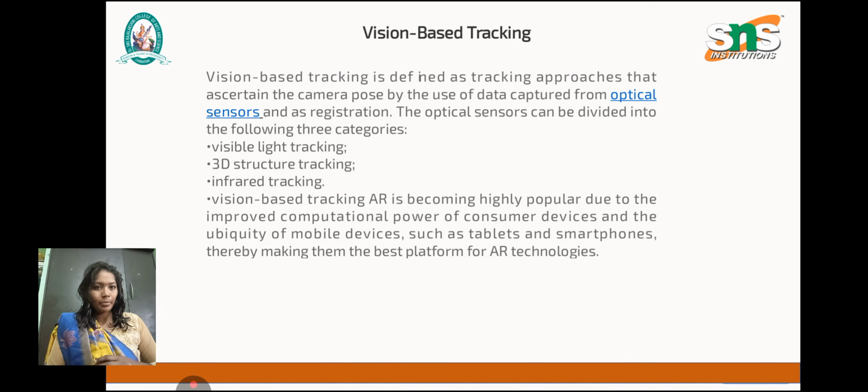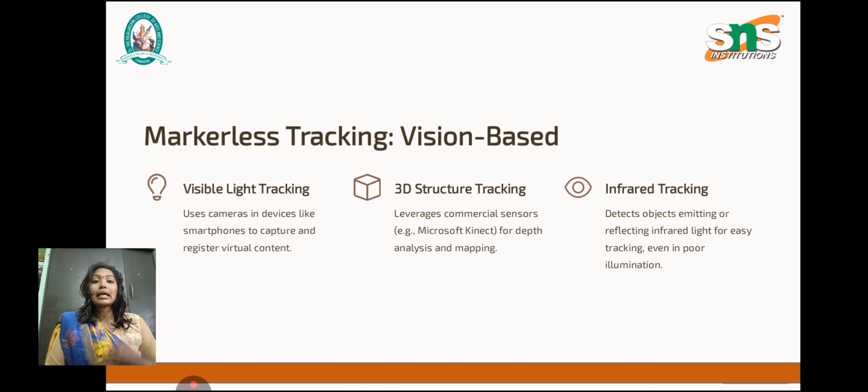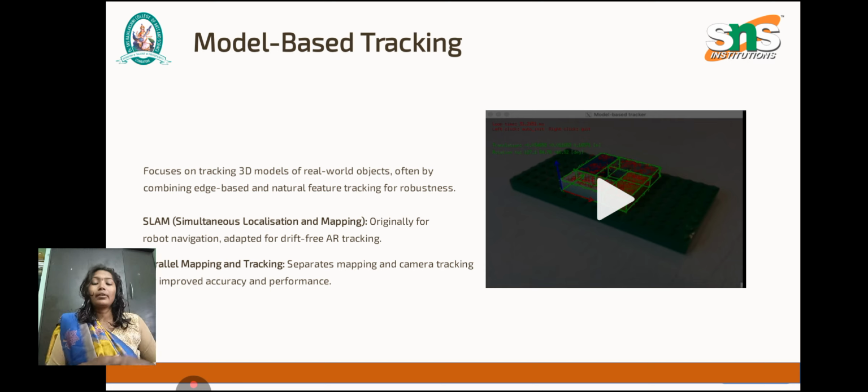Next is vision based tracking. Vision based tracking means the optical sensor we have already discussed. It is 3D tracking and visible light tracking, and it is also known as infrared tracking. Vision based tracking is highly focused on consumer devices. Next is markerless tracking, where visible light tracking, 3D tracking and infrared tracking are focused.